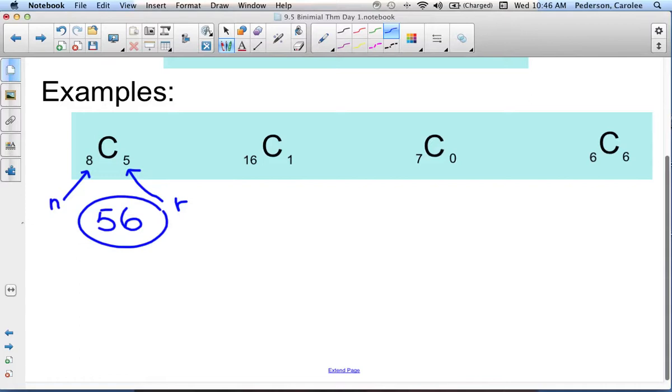Let's just choose one more here. Let's do the second example using the graphing calculator. 16, math, arrow over to probability, go down to number 3, enter in 1, and we should get 16.